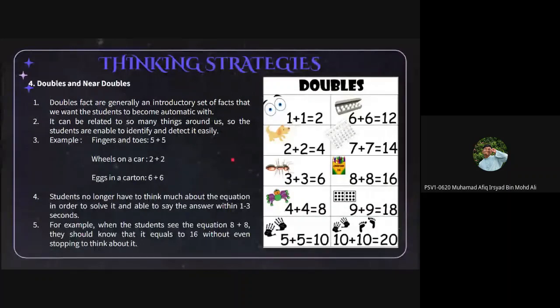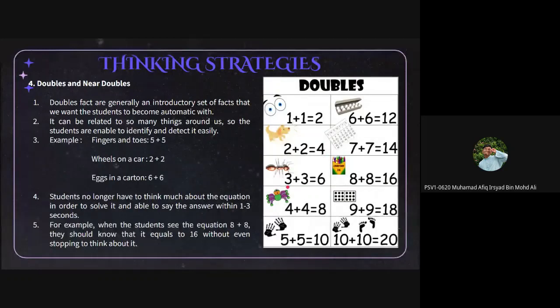Next is wheels on a car. We can see that a car will have two wheels on the front and two wheels on the back, or two wheels on the left and two wheels on the right. Also eggs in a carton, which is 6 plus 6. So basically the doubles concept is about when in a question both addends are the same number. We can see in the picture, 1 plus 1 is equal to 2, 2 plus 2 is equal to 4, 3 plus 3 is equal to 6, and so on.